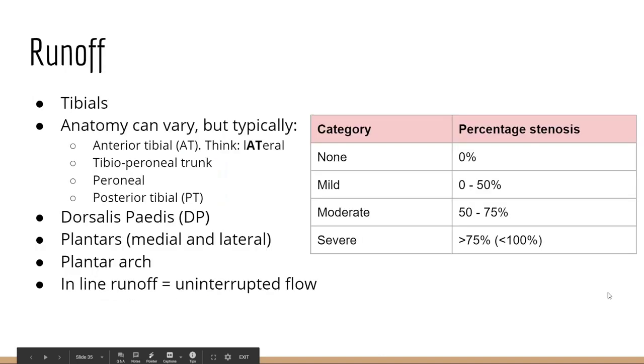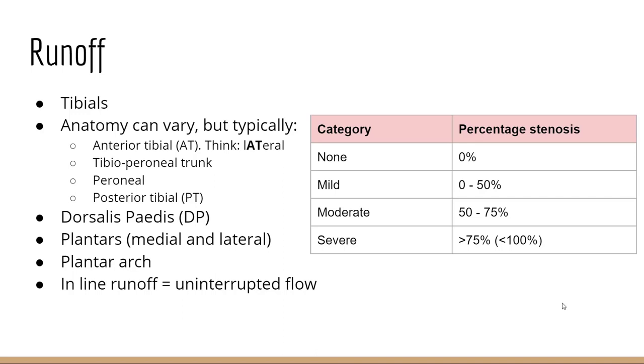What do I mean by runoff? Runoff essentially is describing the tibials and what tibials are opacified, in particular inline runoff. So having a tibial patent doesn't have to be crystal clear, but it has to be patent. So from its origin until its termination at the mortise, essentially. So even if there's a stenosis, if you can still see contrast through and through without any interruptions, i.e. an occlusion, from its origin until the mortise, then that's inline runoff.